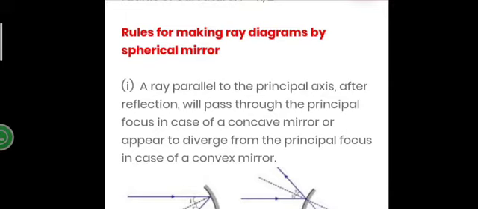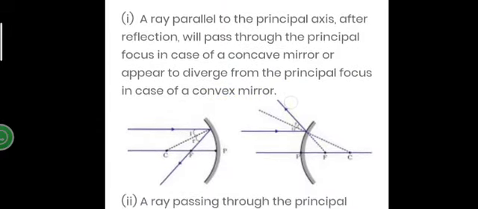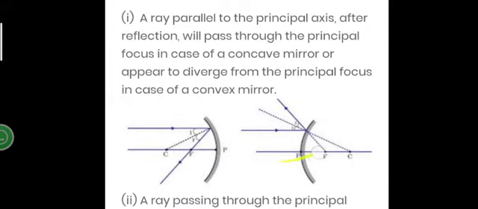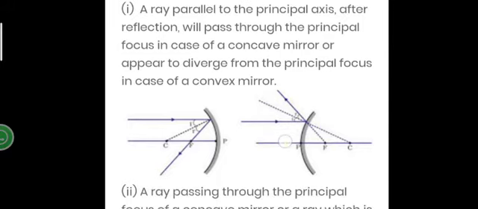So the first one is: a ray parallel to the principal axis, after reflection, will pass through the principal focus in case of a concave mirror, or appear to diverge from the principal focus in case of a convex mirror. That means there are two different cases for concave and convex. In case of concave, after reflection it must pass through the focus, but in case of convex, it appears to pass from the focus. Clear? So that is the first rule.